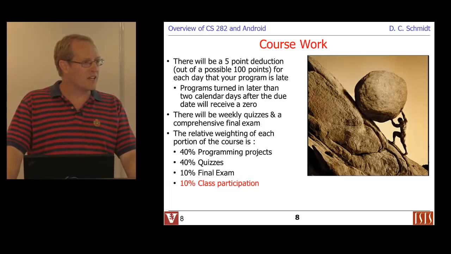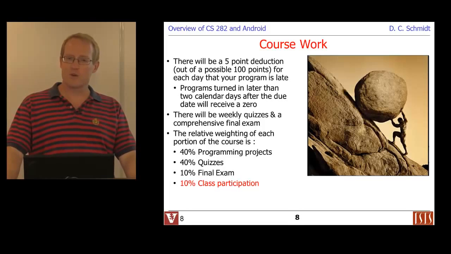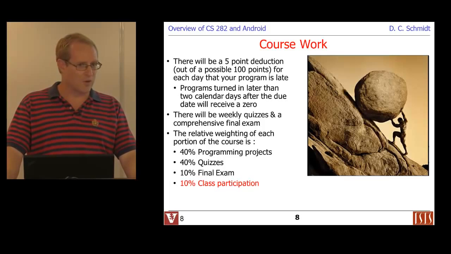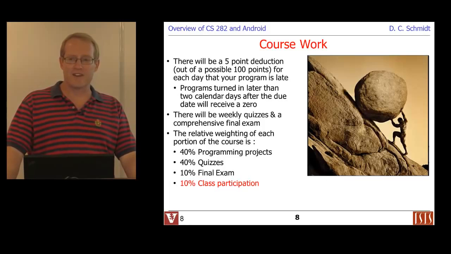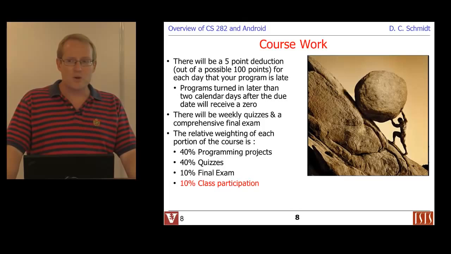Here's basically the weighting of the pieces of the course. Programming projects, 40%, quizzes, 40%, final exam, 10%, which gives you a sense of how big the final exam is. It's just basically a quarter of all the quizzes. So if we have 10 quizzes, then we would have a 3-page final exam or something like that. And then there's also another 10%, which is class participation.